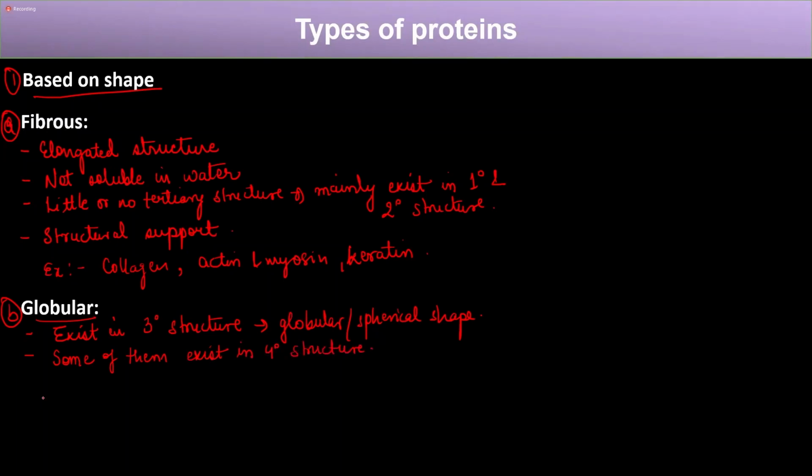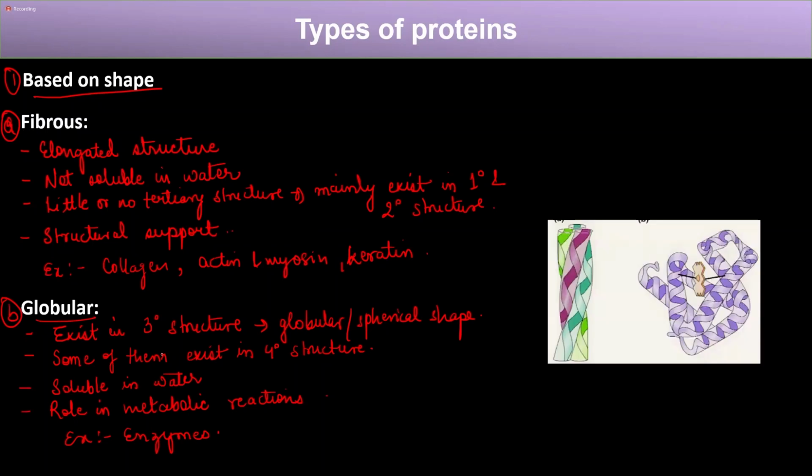Okay, then these proteins are soluble in water. And their main role: unlike fibrous proteins, which have a main role in structural support, these proteins have a main role in metabolic reactions. One example is enzymes. Most of the enzymes are proteins, and these are globular in nature.